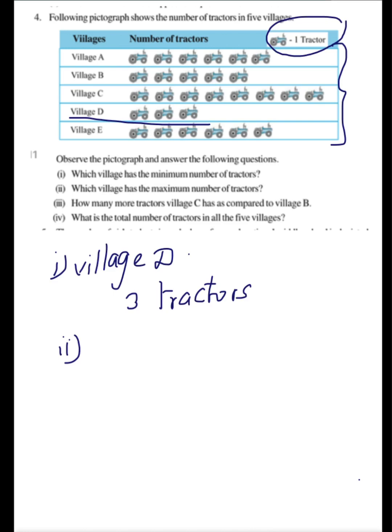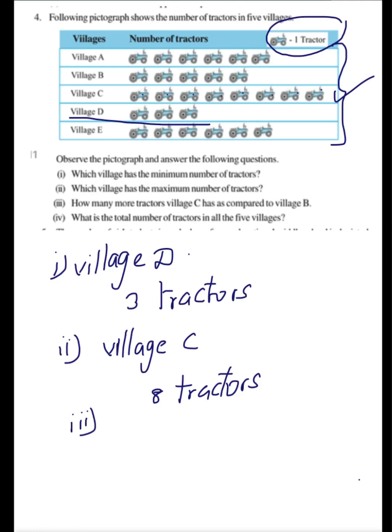Now, second question, which village has the maximum number of tractors? By observing this picture, you can see that village C has got the maximum number of tractors. So village C will be the answer for the second question, and you can count the number of tractors: 1, 2, 3, 4, 5, 6, 7, 8. 8 tractors are there. So village C has got the largest number of tractors.